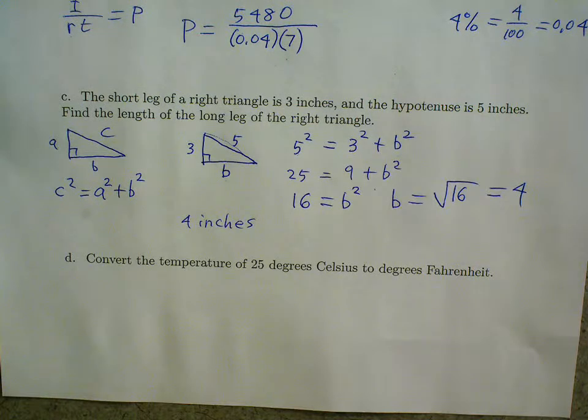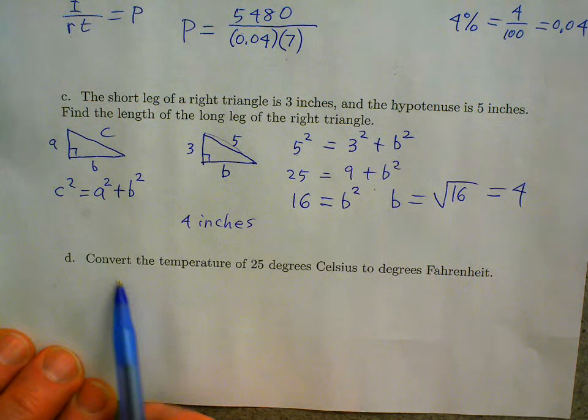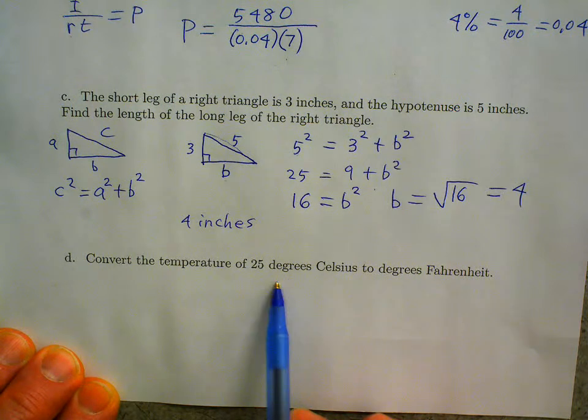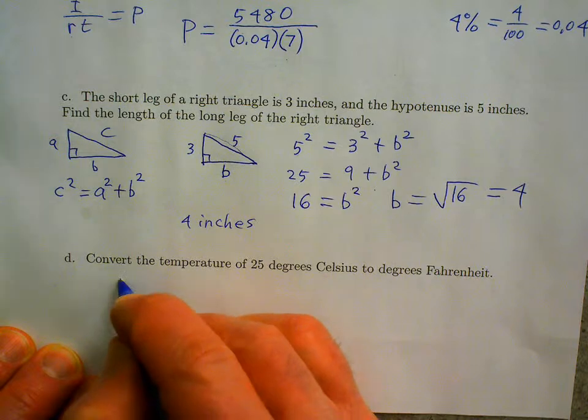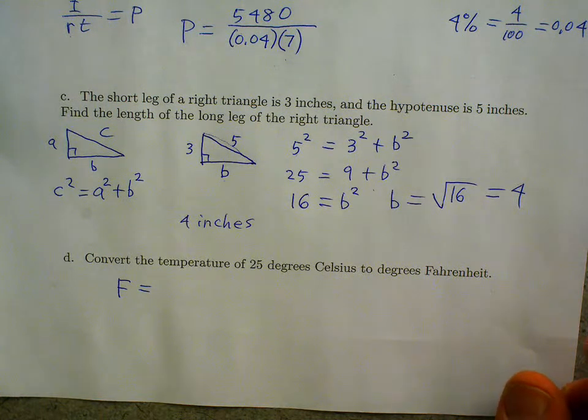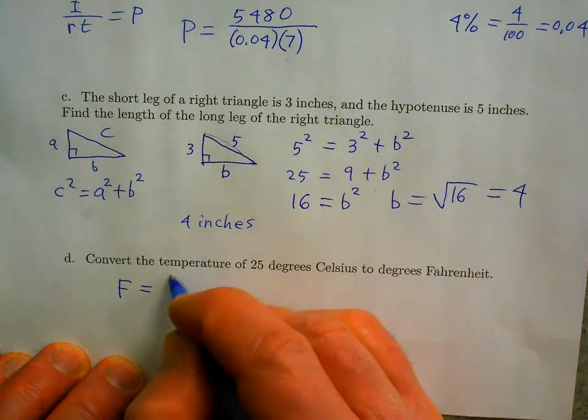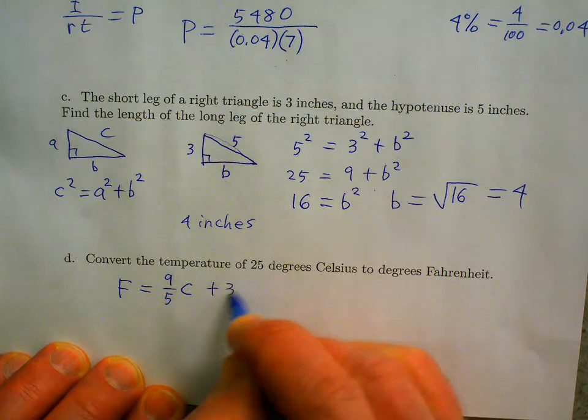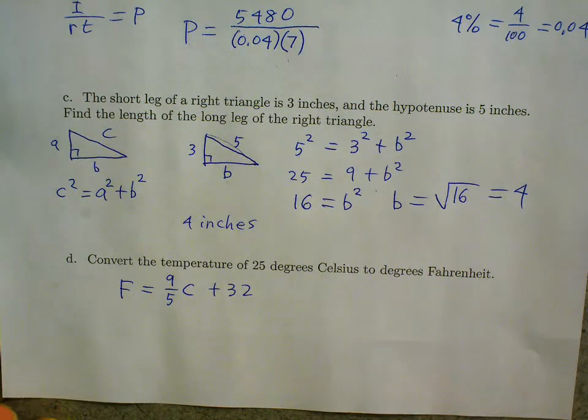Okay, the next one, convert the temperature of 25 degrees Celsius to degrees Fahrenheit. Well, we could use either of the conversion formulas. We would just replace C with 25 and solve for F, regardless of which of those two formulas we use. But since we're converting from Celsius to Fahrenheit, the more convenient thing to do would be to pick F equals. So what does F equal? Yeah, F equals 9/5 times C plus 32.